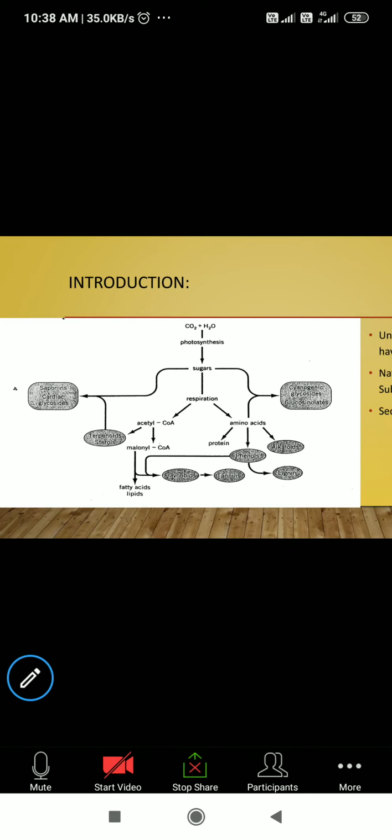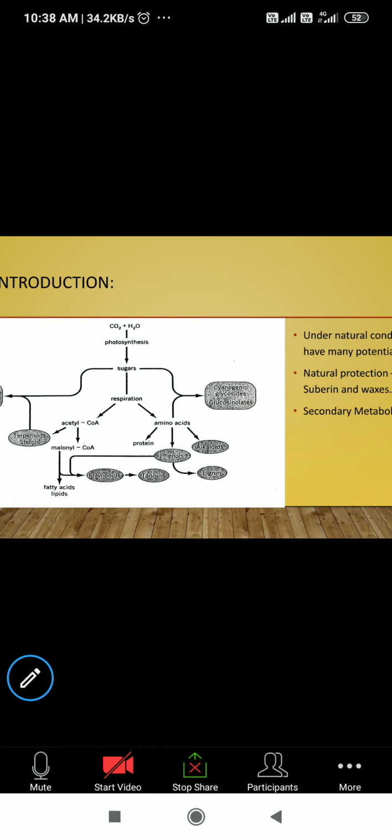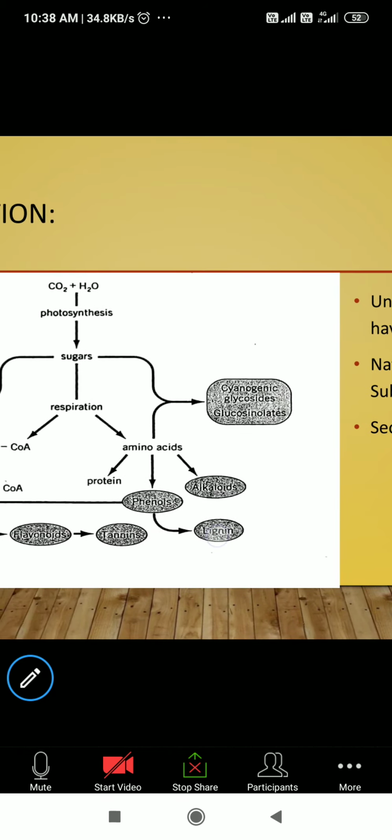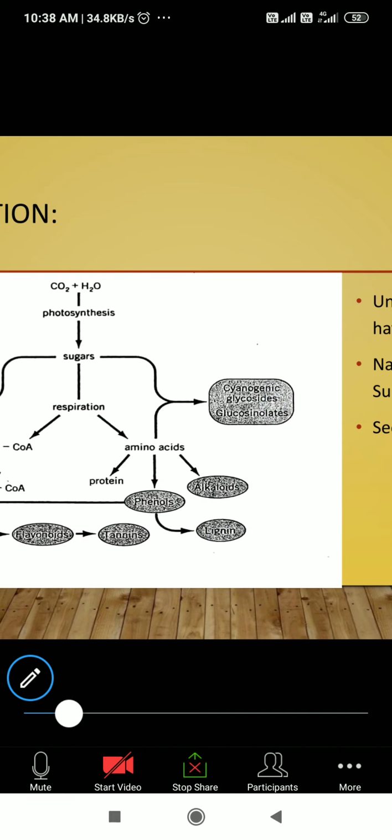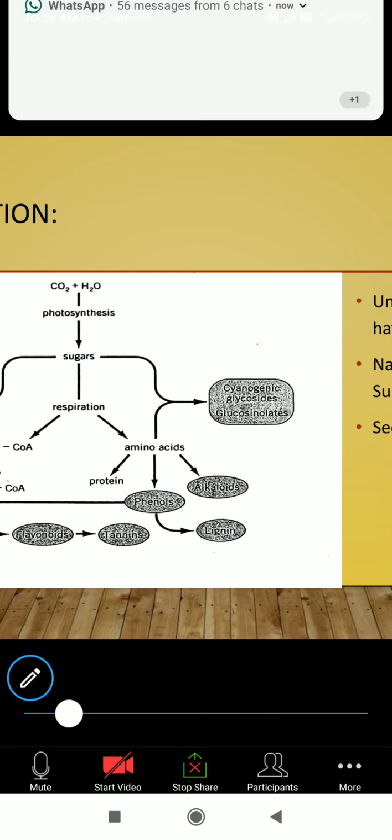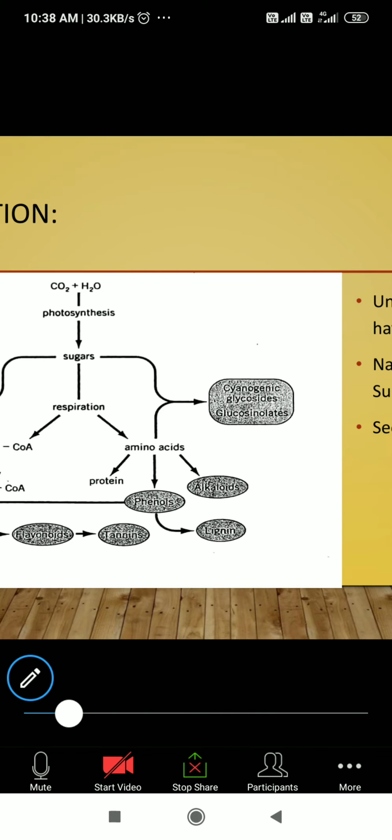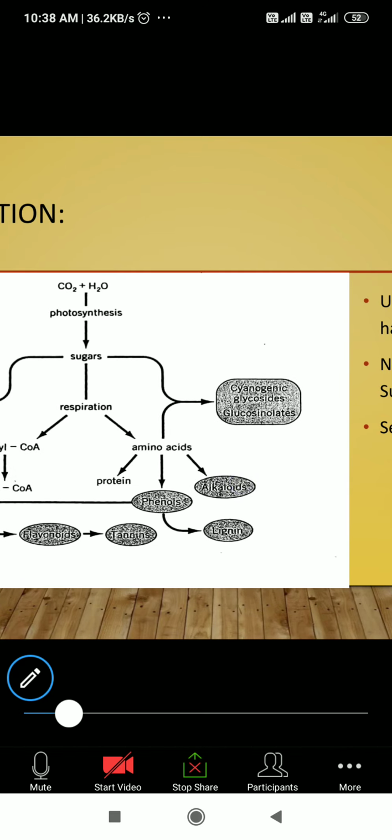In the diagram, photosynthesis is occurring, and from photosynthesis sugars are formed. From the sugars we can form different cyanogenic glycosides. Then when sugars are involved in the respiration process, amino acids are formed, and from amino acids alkaloids are formed. From amino acids phenols are formed, and from phenols lignin is formed.